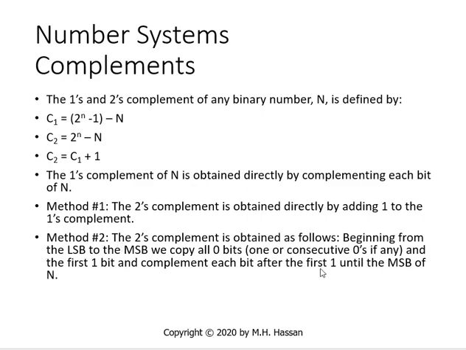So here the rule is quite simple. Beginning from the least significant to the most significant, we copy all 0 bits, if any, consecutive if any, and the first 1 bit, then complement each bit after the first 1 bit until the most significant bit of n. Now the question: if there are no zeros, the first bit is 1. Copy this one, there are no zeros, we ignore the zeros. And we complement every bit after the first one. So if the least significant was 1, copy the 1, and we complement every bit after the 1 till we reach the most significant bit, and we complement the most significant bit as well. So we complement every bit, including the last bit, which is the most significant.